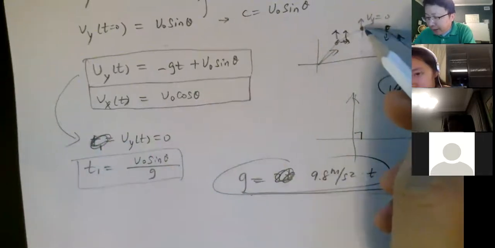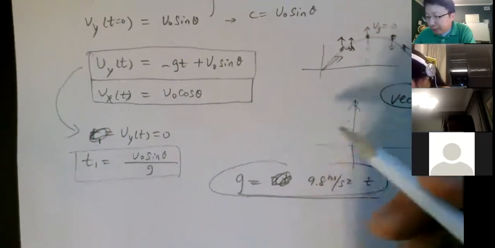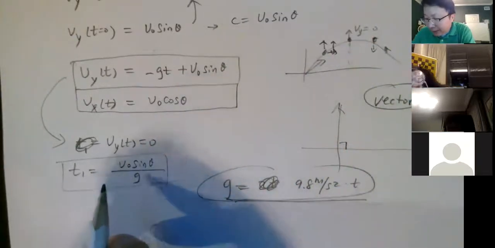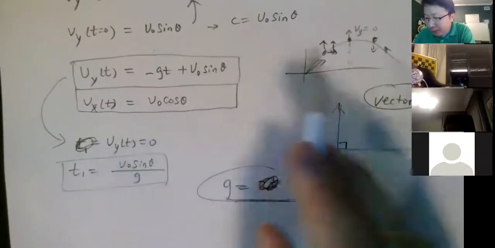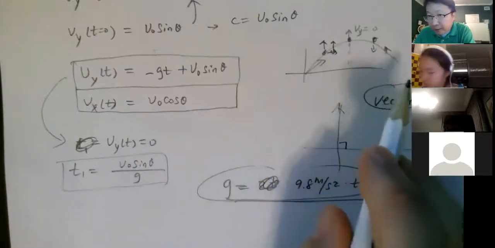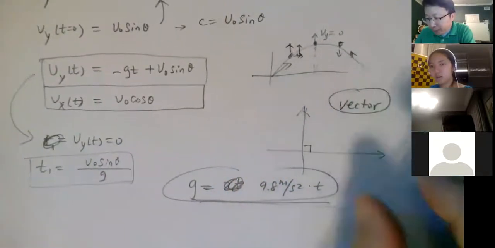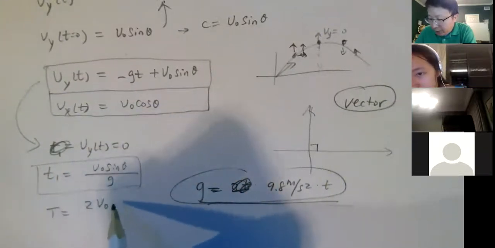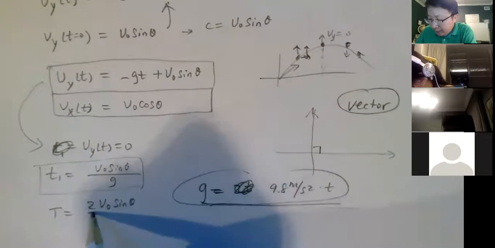And then it's starting to fall back to the ground. So that half cycle is also the same time as here, because of the symmetry, if you really look at the curve. Therefore, the total T will be 2 V0 sine theta over G.